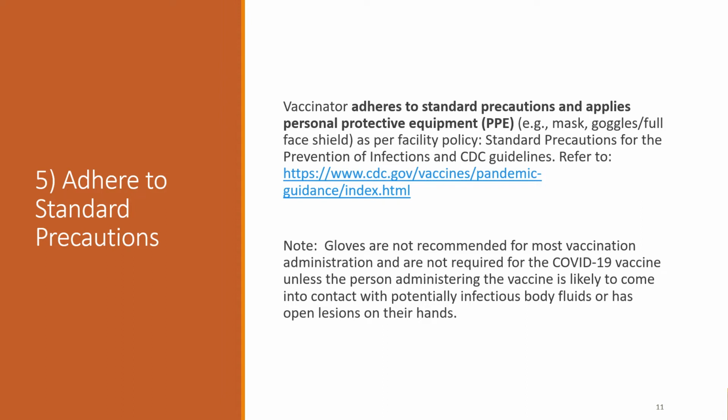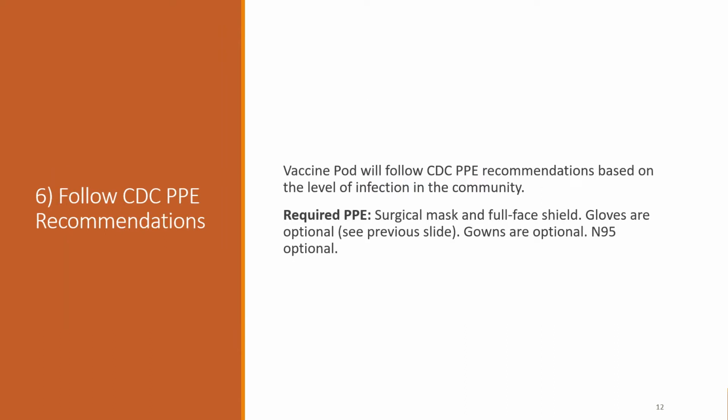Gloves are not recommended for most vaccination administration and are not required for the COVID-19 vaccine unless the person administering the vaccine is likely to come into contact with potentially infectious body fluids or has open lesions on their own hands. Step 6, follow the CDC PPE recommendations. The vaccine pod will follow the CDC PPE recommendations based on the level of infection in the community. Required PPE is a surgical mask and a full face shield. Optional PPE are gloves, gowns, and N95 masks.